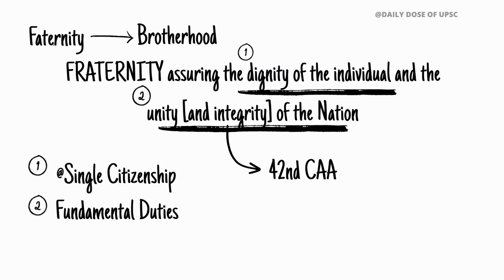Next keyword is fraternity. Fraternity assures the dignity of the individual and the unity and integrity of the nation. Integrity was added by the 42nd Constitution Amendment Act. Fraternity gives two things: number one, dignity of the individual, and number two, unity and integrity of the nation. Fraternity means a sense of brotherhood. The Constitution promotes this feeling of fraternity by the system of single citizenship and also through the fundamental duties. Fundamental duties are described in Article 51A.